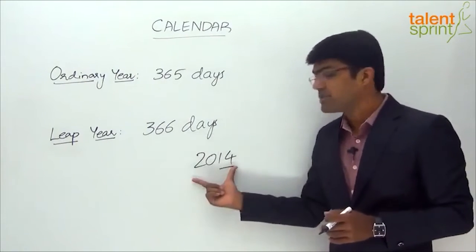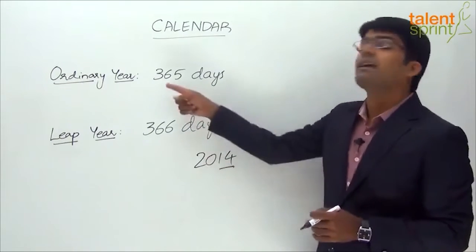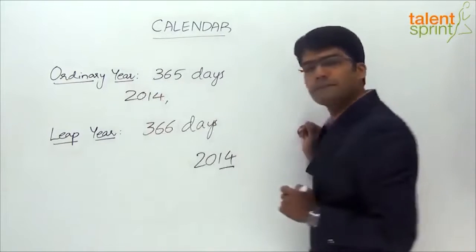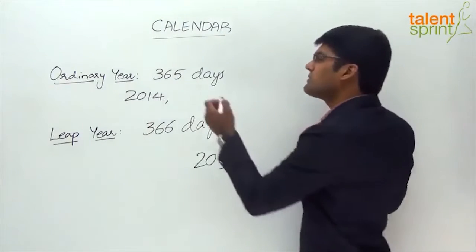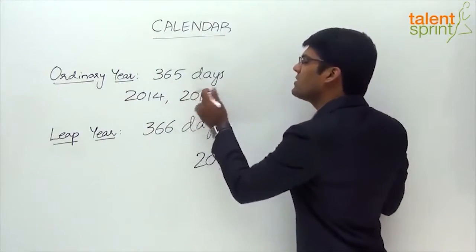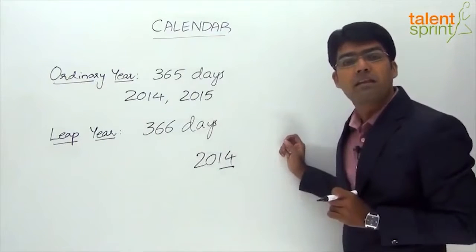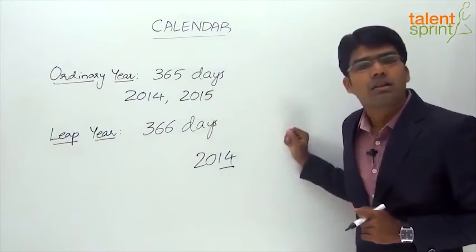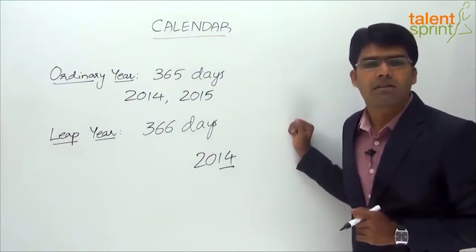And if 2014 is not divisible by 4, then it is an ordinary year. So we can say 2014 is an ordinary year. Right? Likewise 2015. The last two digits are 15, and 15 is not divisible by 4. Hence this is not a leap year. It becomes an ordinary year.